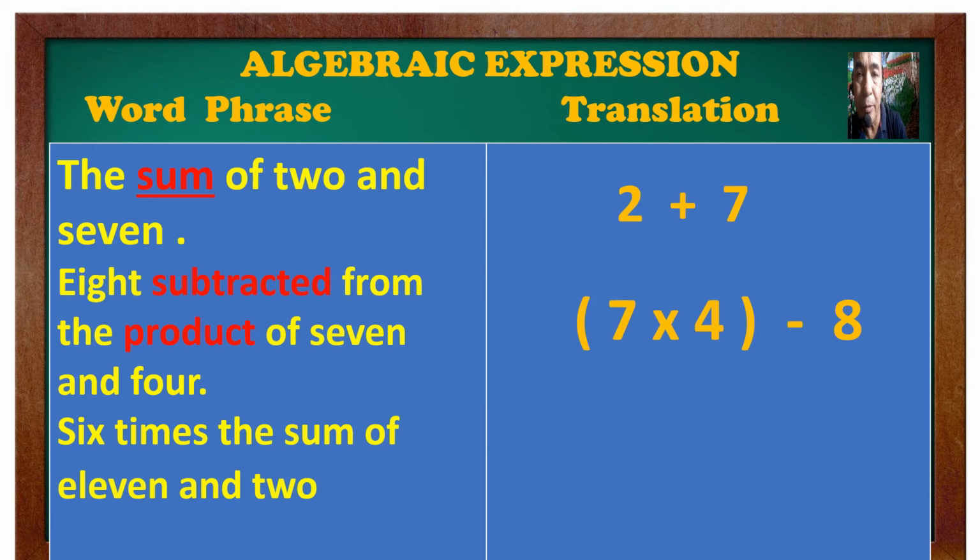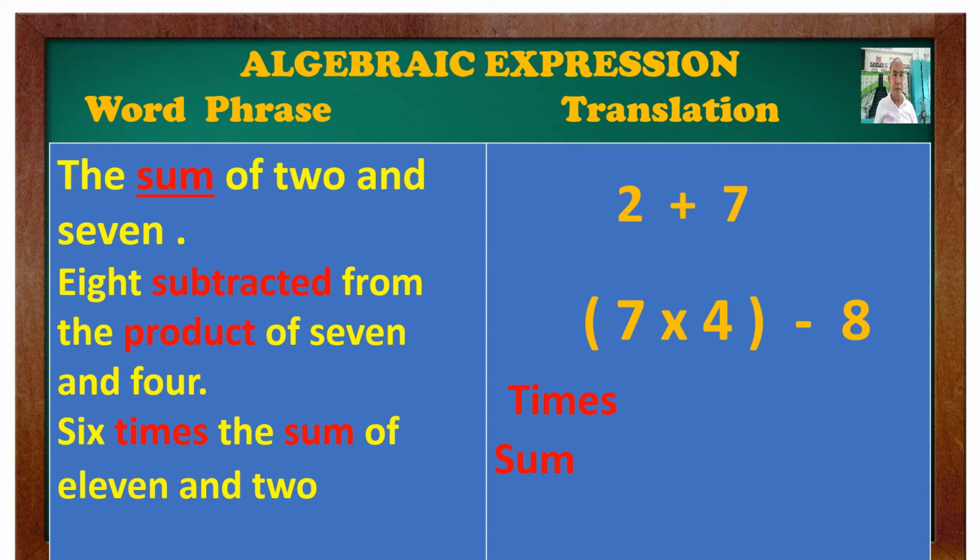So if we have to translate the word phrase into an algebraic expression, 8 subtracted from the product of 7 and 4, then we are going to multiply first 7 and 4, then we will subtract 8. So, 8 subtracted from the product means we will do the subtraction after performing the multiplication. We will multiply 7 times 4, then the result will be the product, then we will subtract 8 from the product of 7 and 4. That's why we have 7 times 4 minus 8.